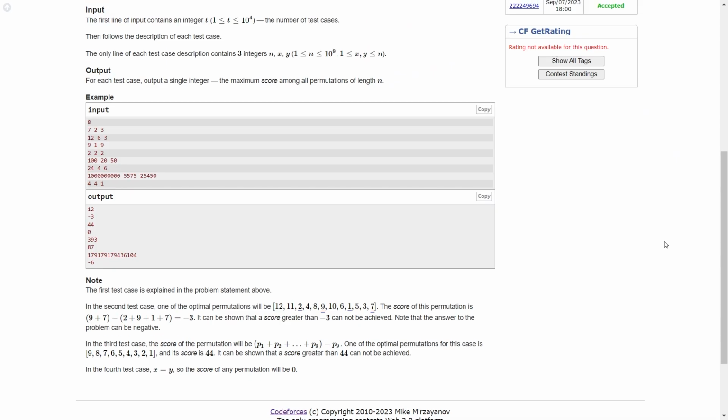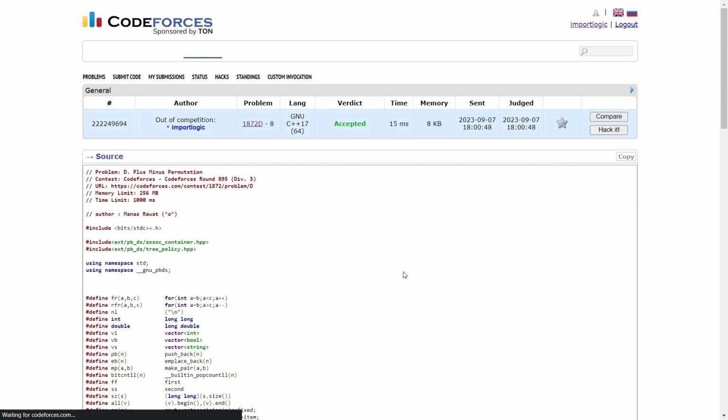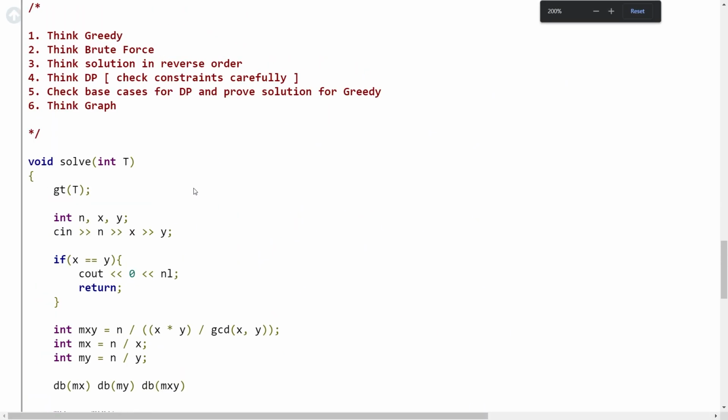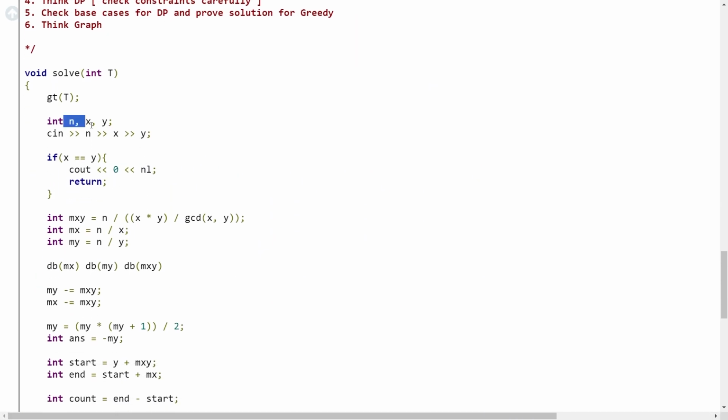Now let us have a look at the final code. So you see, what I've done is, first of all, I have taken 3 integers n, x and y, and if both x and y are equal, that is when my answer is going to be 0, right? So this will act like a base condition and you can just return from here.